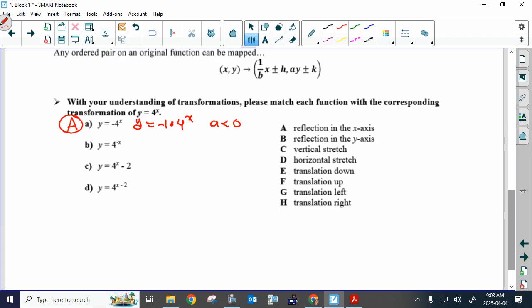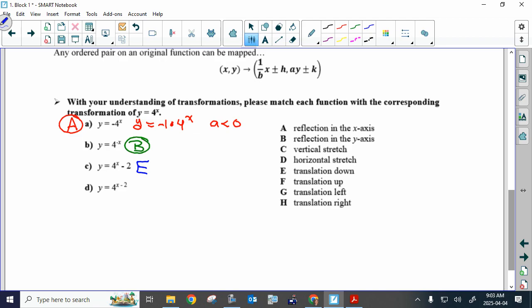How about this one? When you look at it, it's a negative 1 attached to the x. Which one would that be? Do you guys see the reflection across the y-axis? Okay, so this is going to be b. This is a large negative 2. It's a k value. How would you describe it? Do you guys see the translation down?